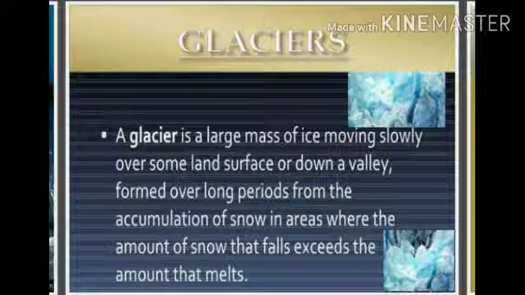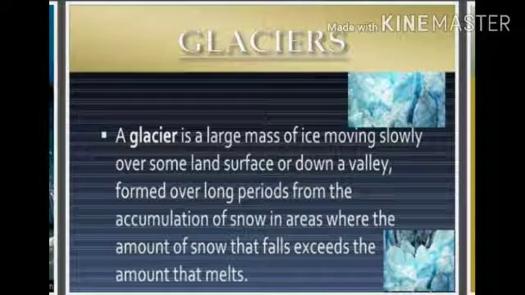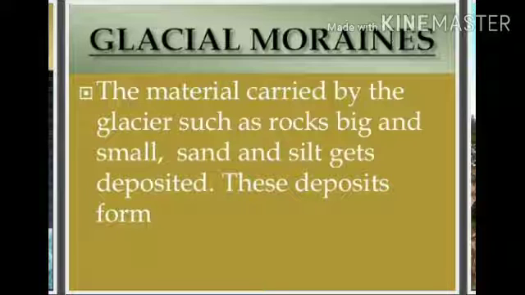A glacier is a large mass of ice moving slowly over some land surface or down a valley, formed over a long period from the accumulation of snow in areas where the amount of snow that falls exceeds the amount that melts. As the ice melts, the hollows get filled up with water and become beautiful lakes in the mountains. The second feature of ice is glacial moraines.